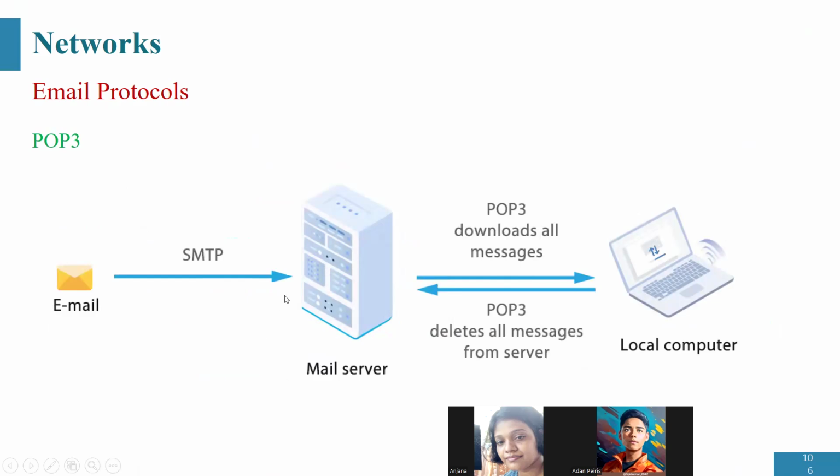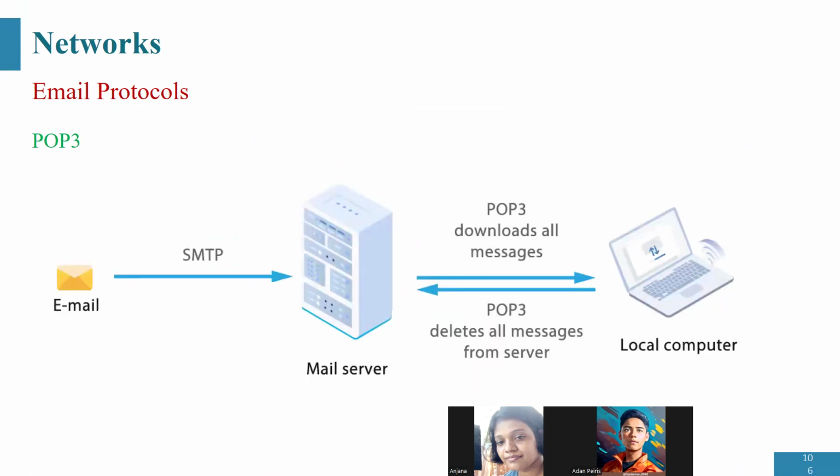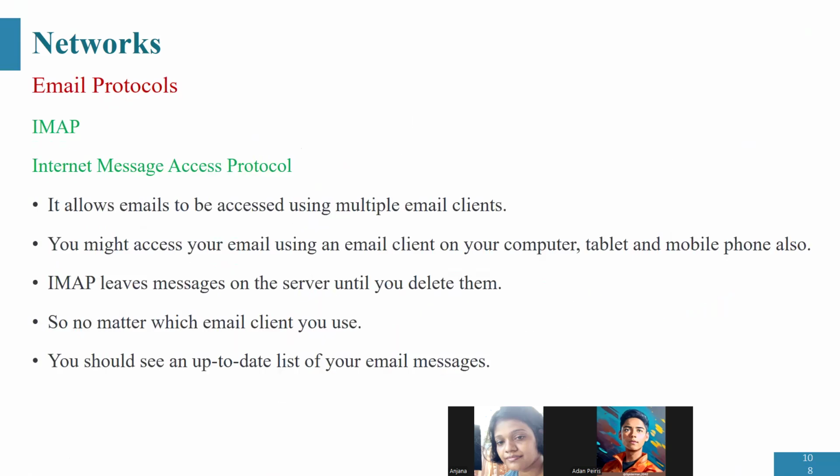Okay. Here, you send your email using SMTP. This is the mail server. Then POP3 will download all messages. If you don't want them, POP will help to delete all messages from the server. That's what we are using POP3 for. When you are sending, we are using the SMTP server. While receiving, we are using POP3 because POP3 is very good at downloading all the messages which you want.